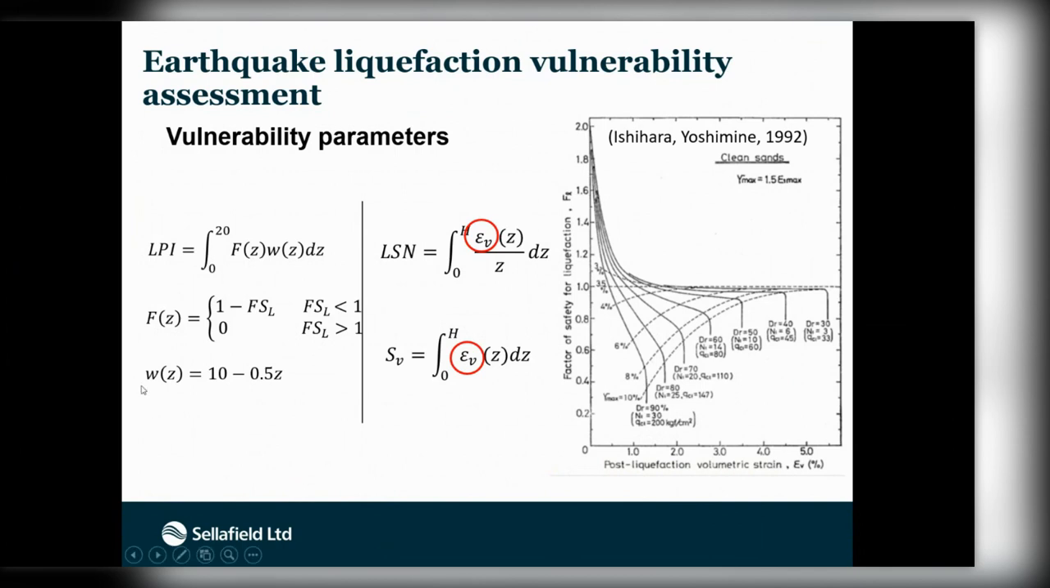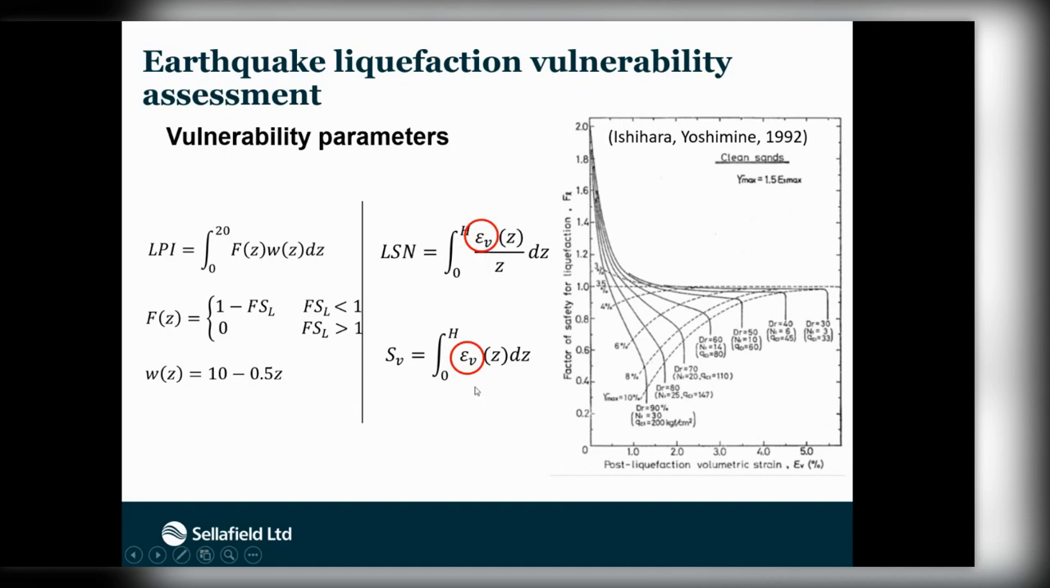As you can see, F(z) is 1 minus the factor of safety against liquefaction if the factor of safety is lower than one, and is zero if the factor of safety is greater than one. And W(z) is a weighting function.